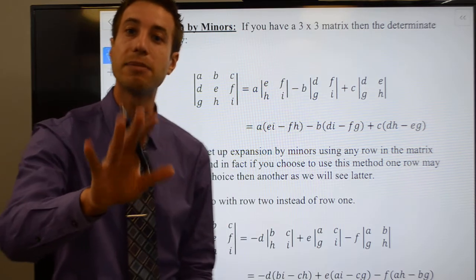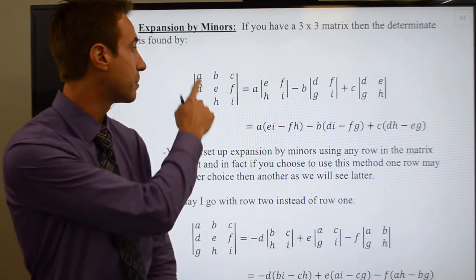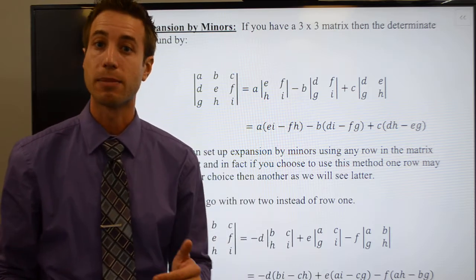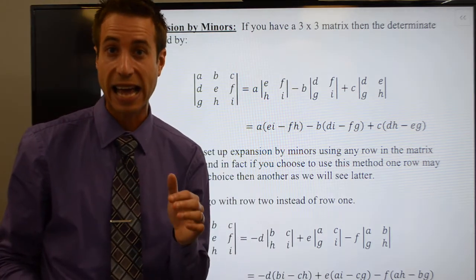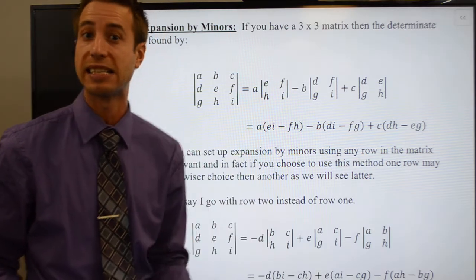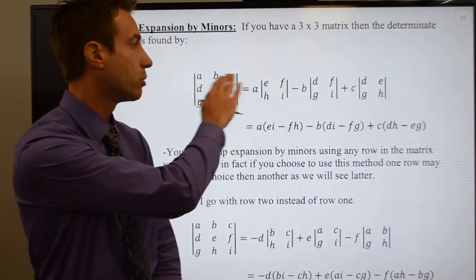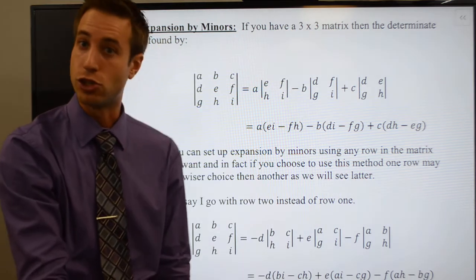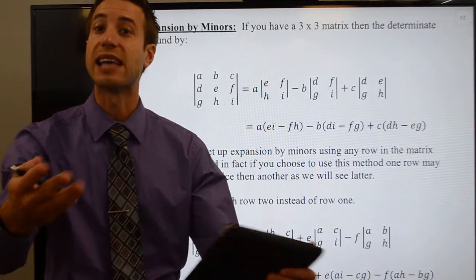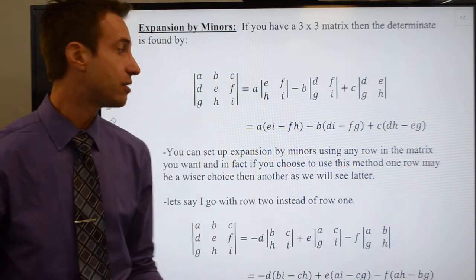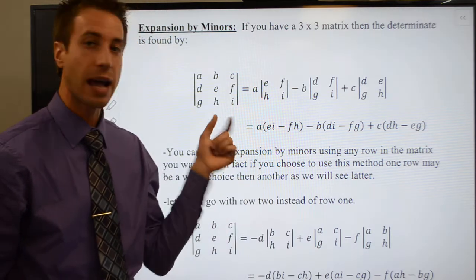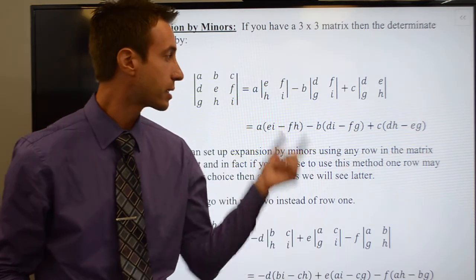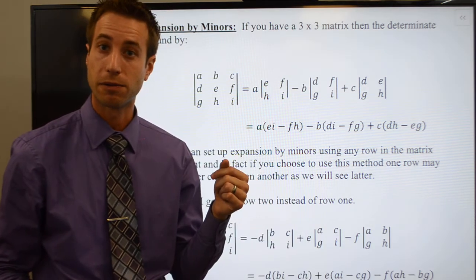Now because I'm using that element, because I'm using element A, I cannot use the other elements in the same row and column as A. So what that means is I don't use B and C, and I can't use D and G either, right? So what does that leave me with? Well, that leaves me with E, H, F, and I, which I will then make a 2x2 square matrix that I'll need to find the determinant of.